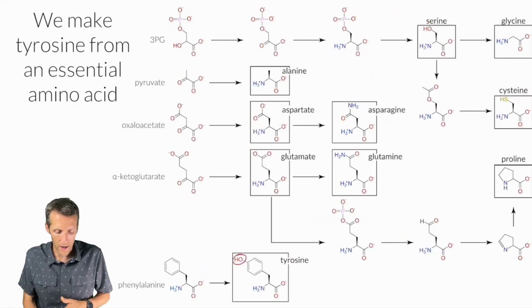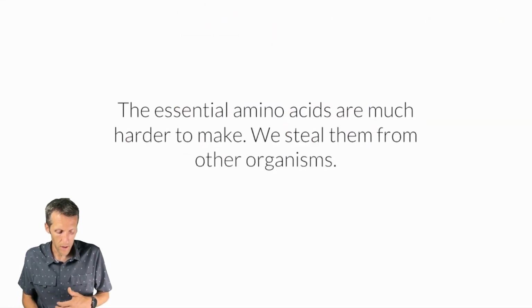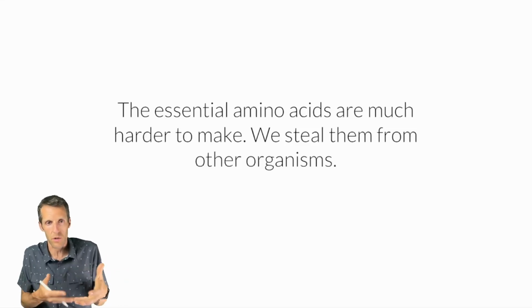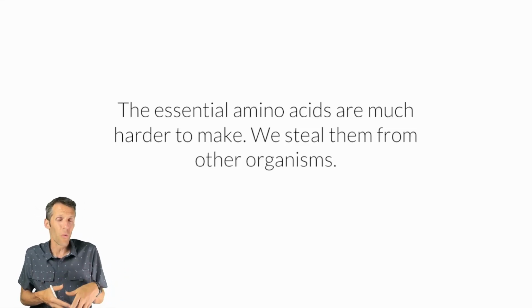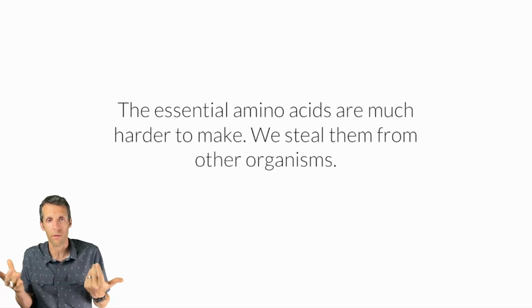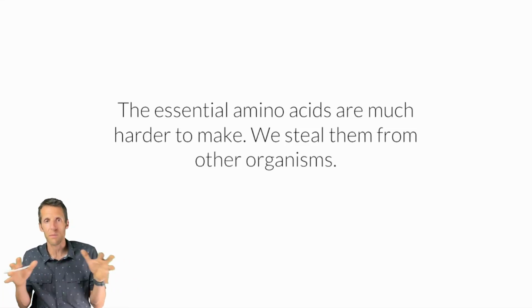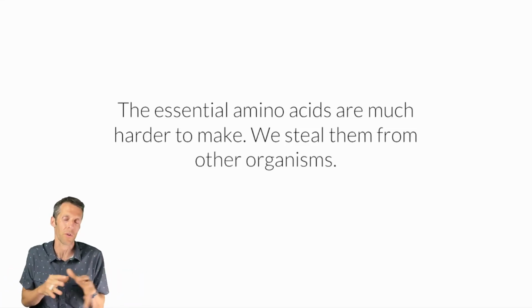So if we go back to our overall pattern, it's basically that the non-essential amino acids are all easy for us to make. We do anywhere between 1 and 5 steps. The ones that take 20 steps, well, we just steal them from other organisms. And this is actually a broader pattern across metabolism, which maybe in future videos I'll get into.